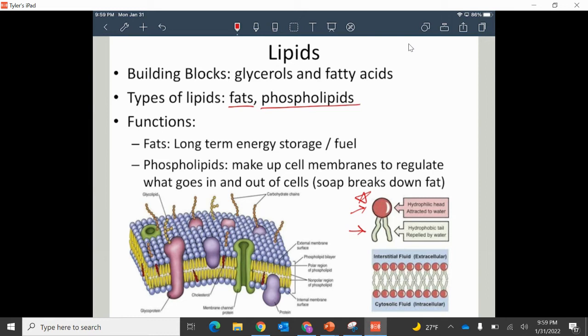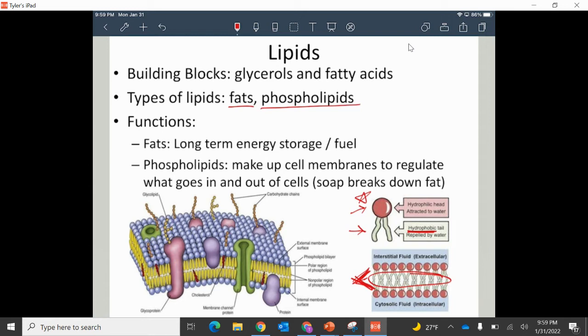And you can see here that they're hydrophobic. To be hydrophobic means that you're afraid of water. Those tails will sit and act like a barrier on the inside there. You can see all those tails orientated towards the middle.